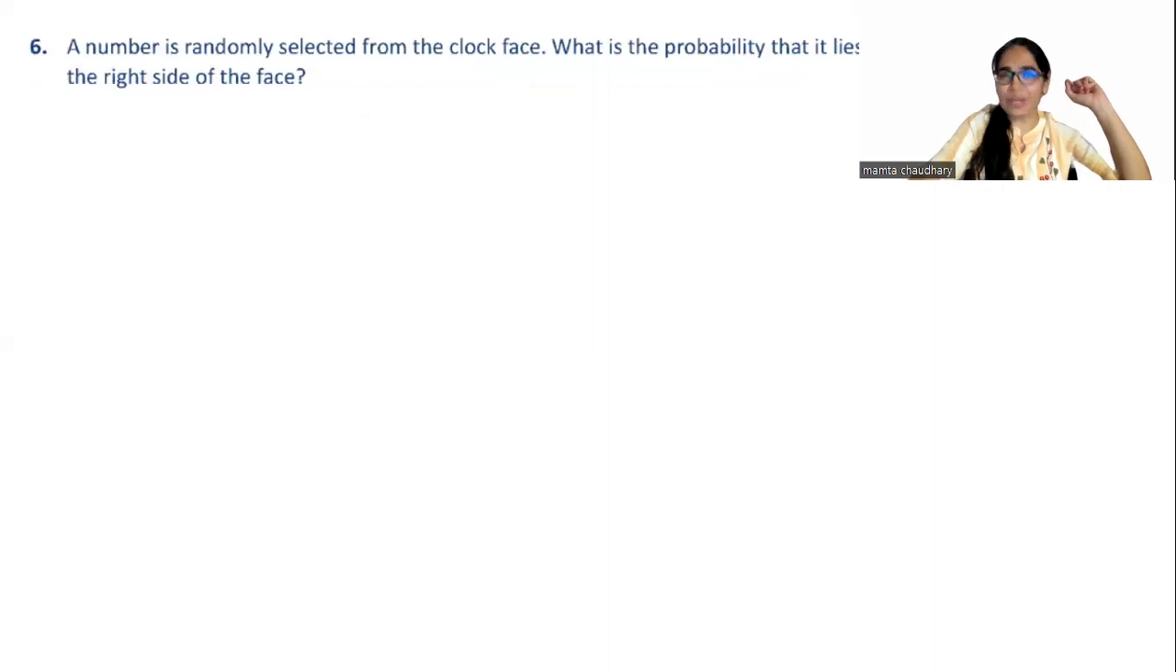A number is randomly selected from the clock face. Okay, clock face. A number is randomly selected. Can you tell me how many numbers are there in a clock face?